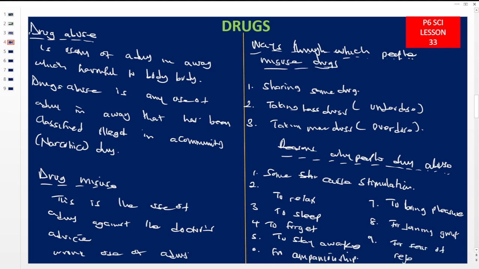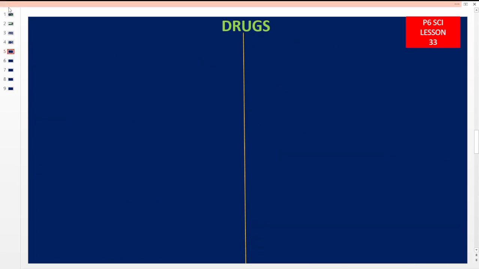For fear of rejection. So those are the reasons as to why people do what we call drug misuse. Now, drug abuse. Let us look at now drug prescription.